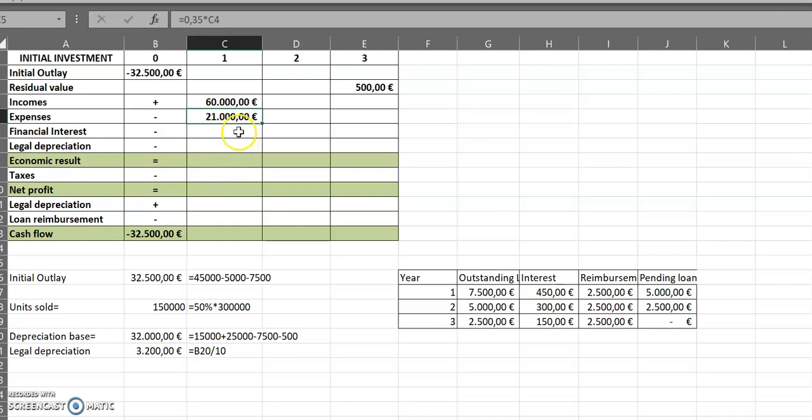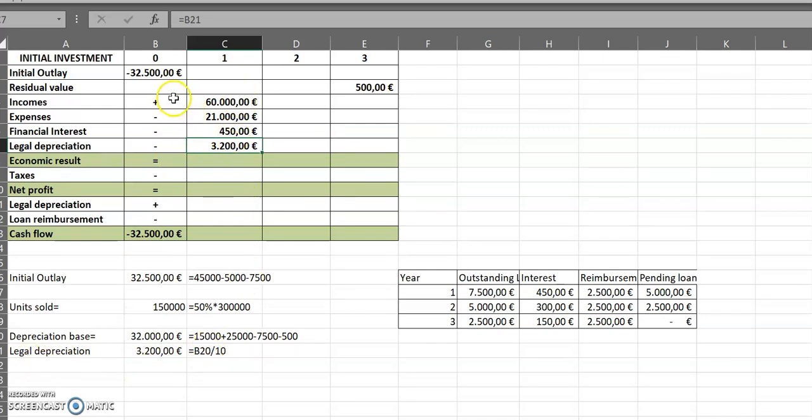Now we have the financial interest. We need to take the financial interest from here, from the chart, and the year number 1 of the investment, it's also year number 1 for the loan. So we just need to transfer the 450 to the investment chart in order to calculate the cash flows. And finally, we need legal depreciation. And we just need to copy the amount we got when we were calculating legal depreciation.